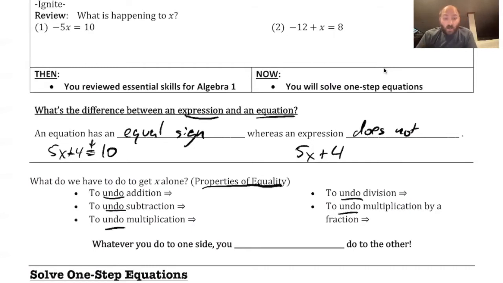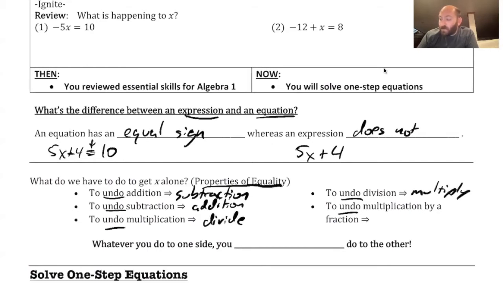We want to undo. So if we think about our operations like addition, how do we undo that? It's the opposite or inverse operation. We do subtraction. If I want to undo subtraction, we do addition. If I want to undo multiplication, we divide. To undo division, we multiply. There's a few others, but this is what we're going to focus on for right now.